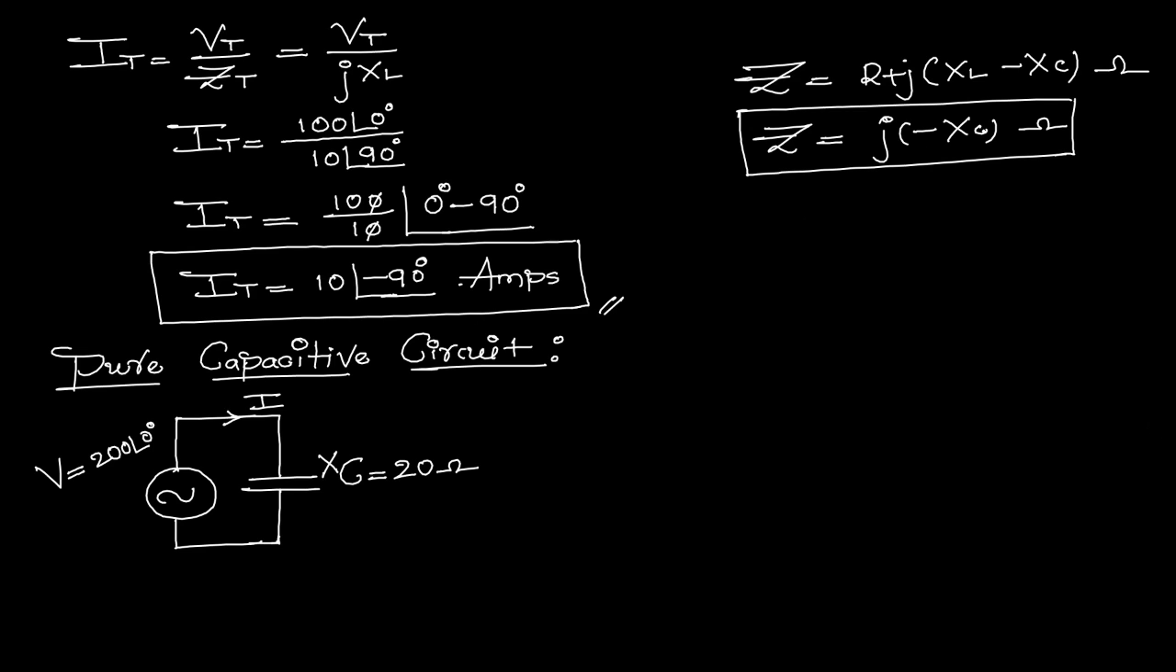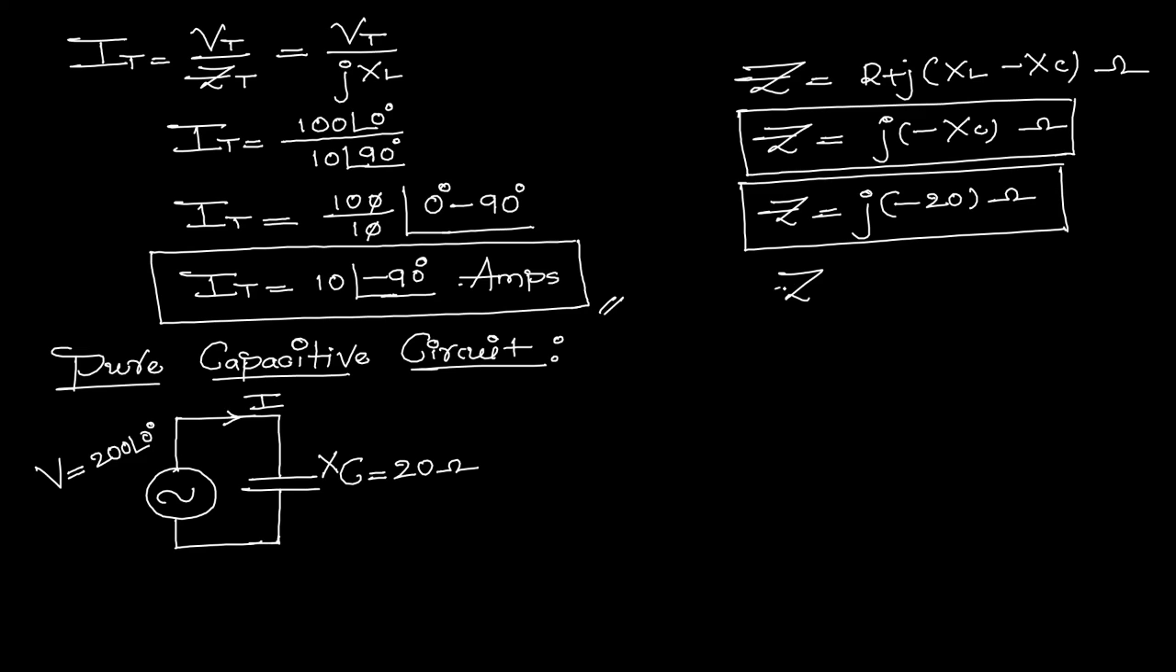Okay. Now we know that XC value we are having 20 ohms. Now Z is equal to j into minus 20 ohms. Now this is the value of Z, we can also write Z is equal to minus j 20 ohms. Okay, now this is the value of Z clearly.